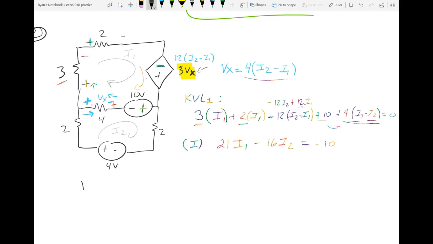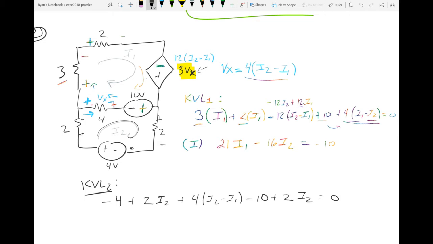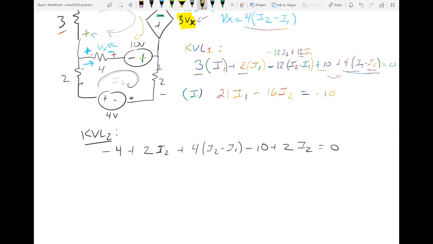KVL 2, as I go around, okay, I'm going to start here. I go into the minus of the 4 volt, so minus 4. Plus to minus, I go into the 2, and I2 follows convention, and I2 is the only current in that 2. I can then write, if I want, plus Vx, but it's going to be plus 4 times I2 minus I1. Get to the minus side of the 10, minus 10, and then as I come around, plus 2 times I2 is 0. Again, you want to get your like terms together.